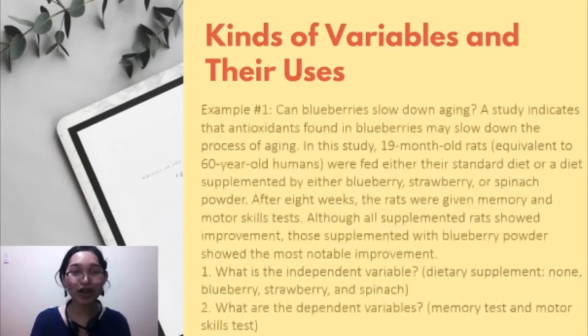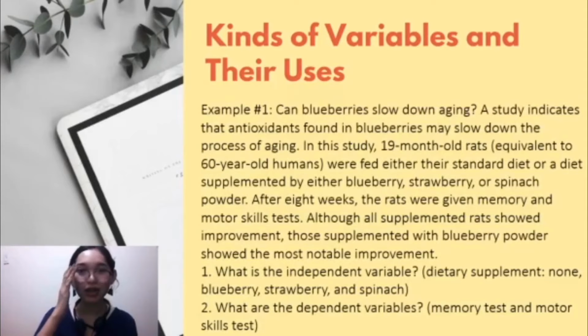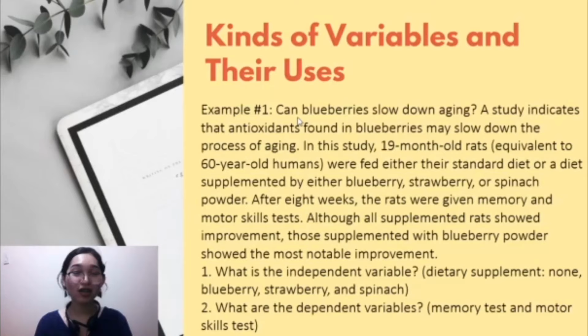Okay, to be more clear, I have here another example on the experimental research. Can blueberries slow down aging? So this is your research question. Gusto mong malaman kung yung blueberries ba, totoo ba siyang anti-aging? Kasi diba, itong blueberries, sikat ito sa mga collagen or sa mga gamot na iniinom para to slow down the aging, yung signs of aging.